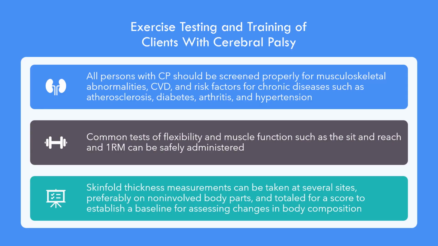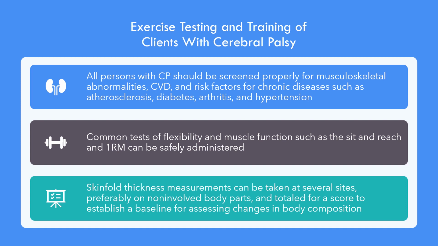Exercise testing and training for clients with cerebral palsy should be individualized and tailored to their specific abilities, limitations, and goals. Here are some considerations for exercise testing and training in individuals with CP. Before starting any exercise program, it's important to conduct a comprehensive assessment of the individual's physical capabilities, medical history, functional abilities, and any specific needs or limitations. This assessment may include evaluating muscle strength, range of motion, balance, coordination, cardiovascular fitness, and any associated impairments.